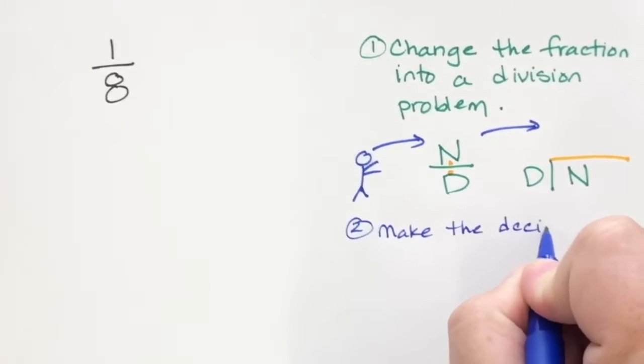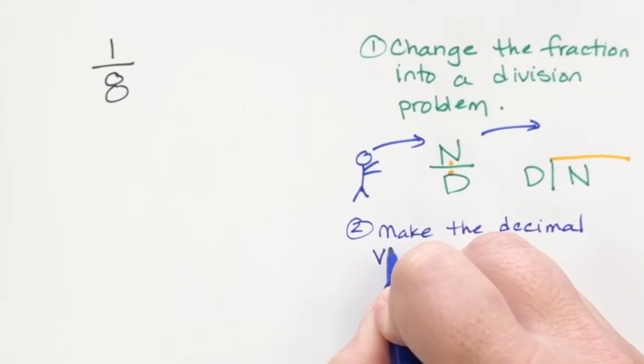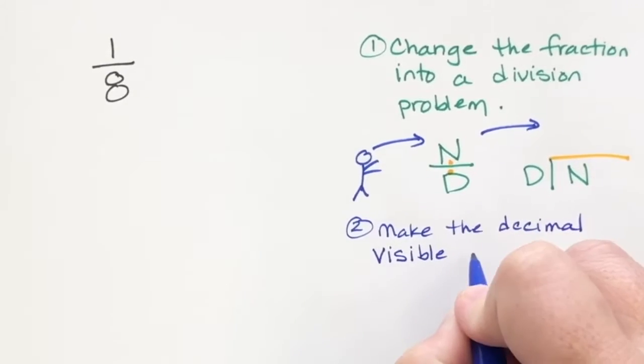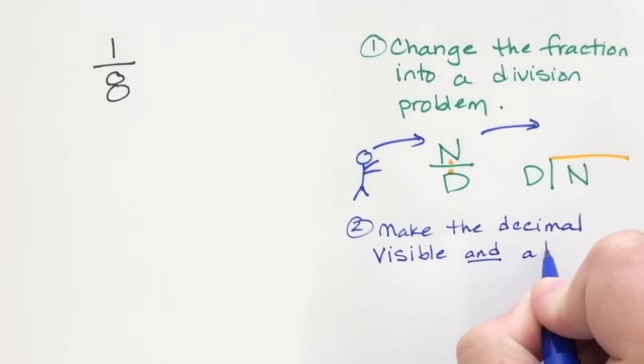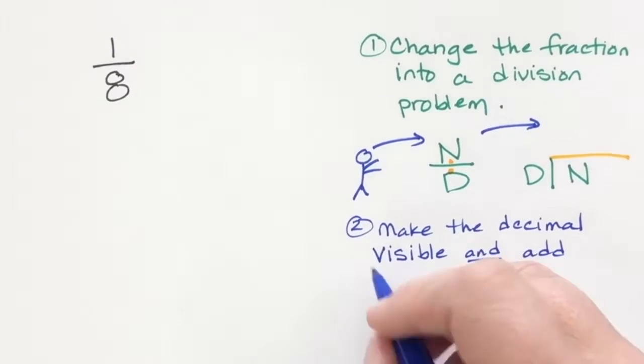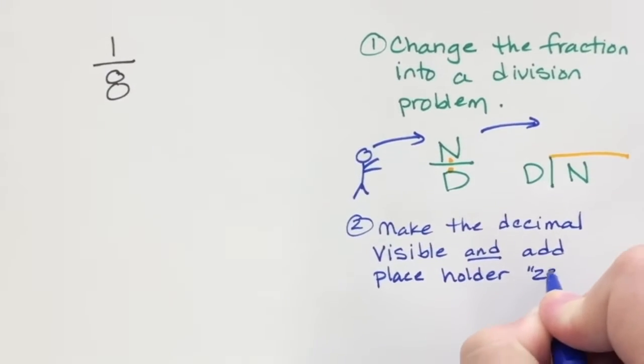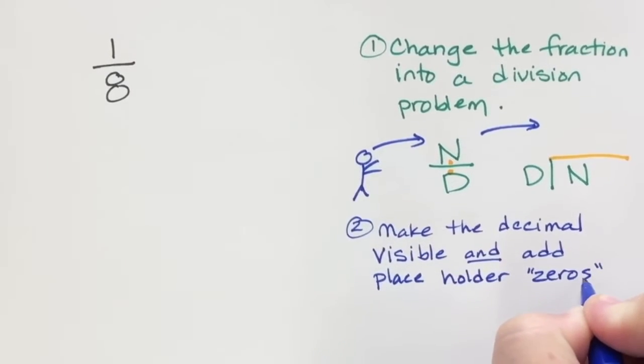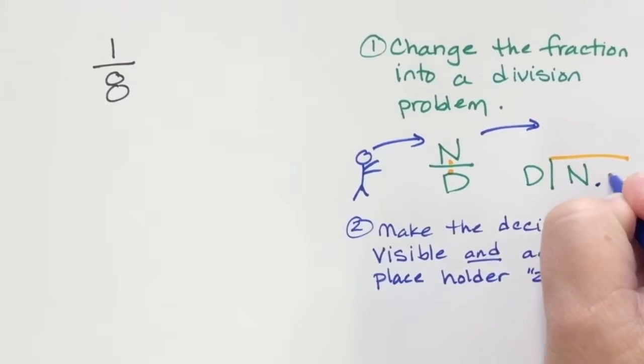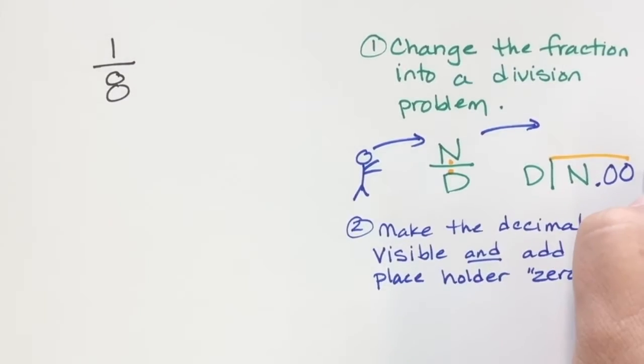All right, now step 2 is we're going to make the decimal visible. Right now there is a decimal behind that numerator. So we're going to make it visible, and then we're just going to add some placeholders to help us have something to work with when we are dividing. So we're adding some placeholder zeros. They're just placeholders, but we're not adding a decimal, we're just making it visible.